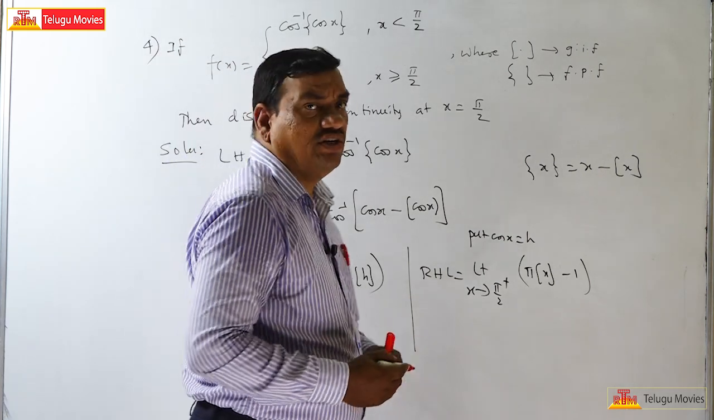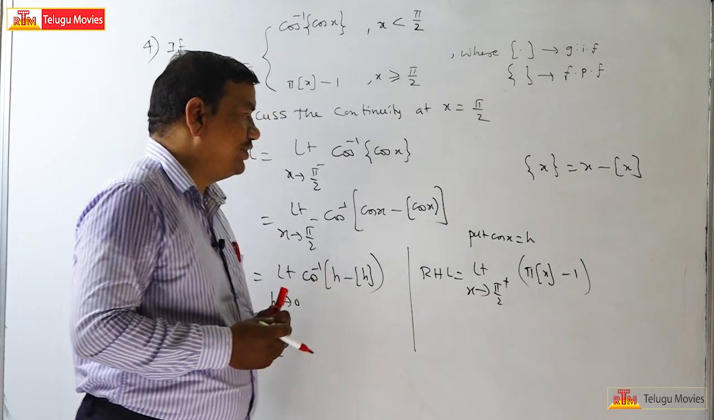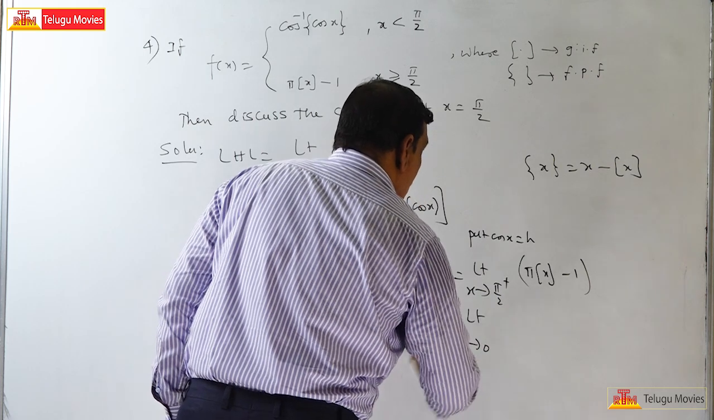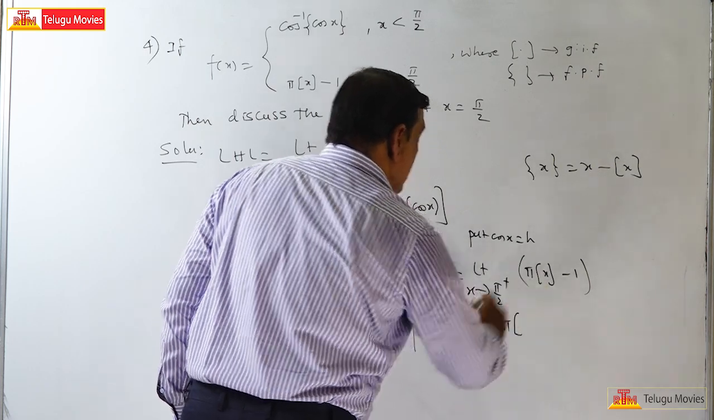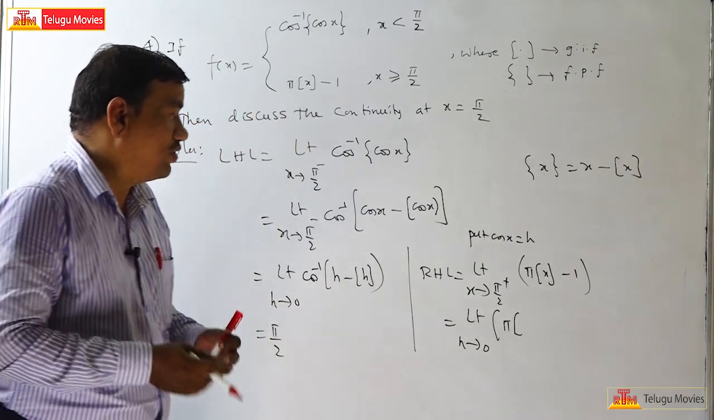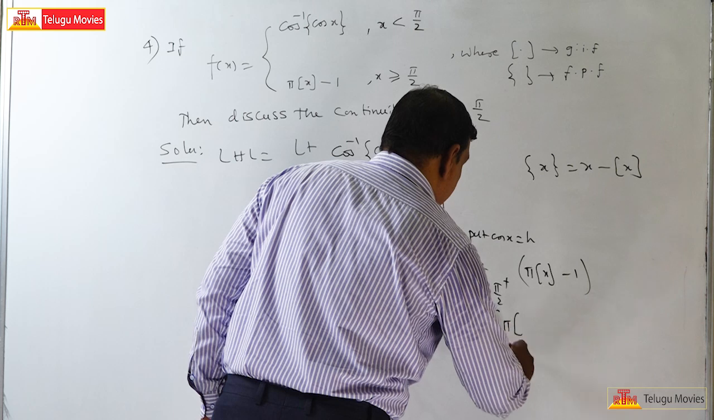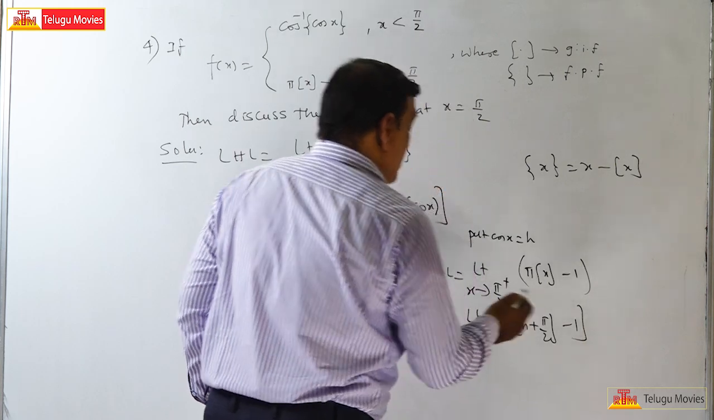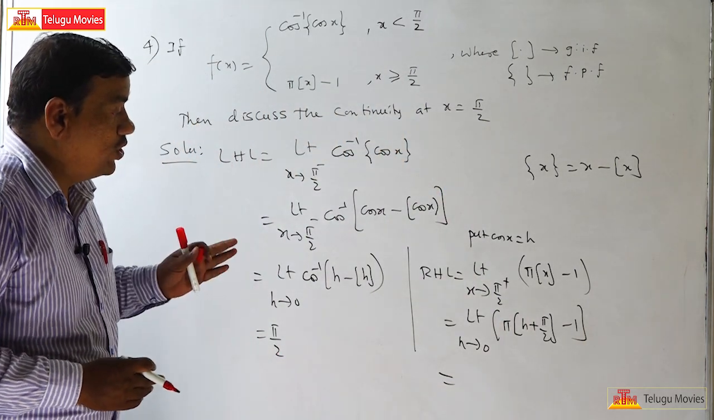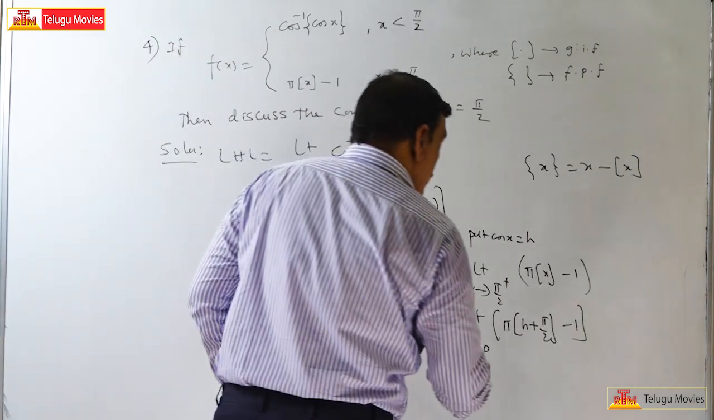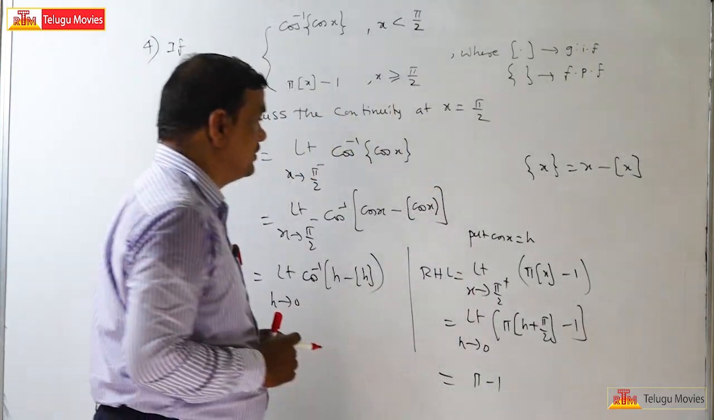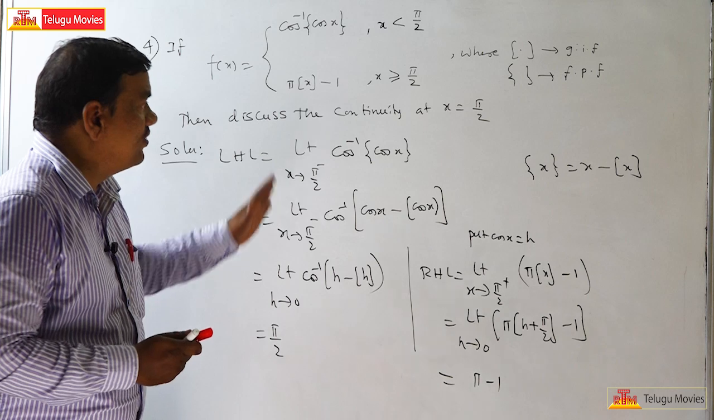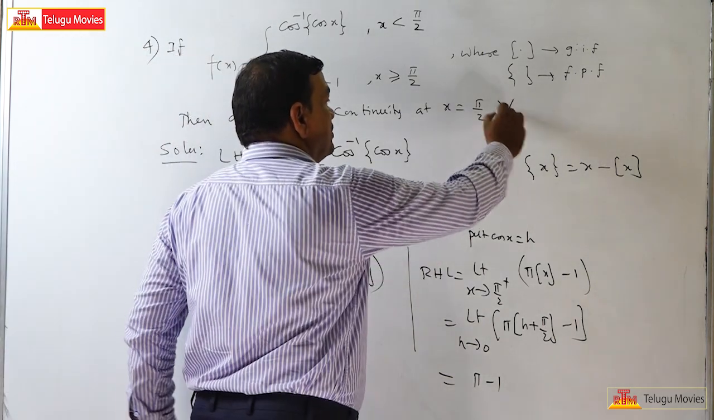So let us convert it into h. This is equal to limit h tends to 0, in place of x, we write the greatest integer of pi by 2 plus h, minus 1. If you substitute, as h approaches 0, the function value approaches pi minus 1. So the left hand side limit and right hand side limit are not equal. Therefore, the function is not continuous at x is equal to pi by 2.